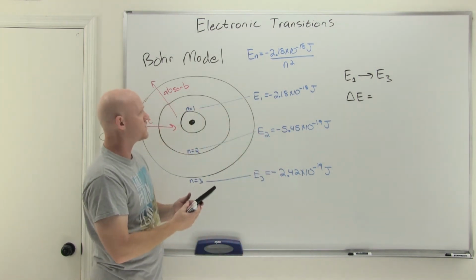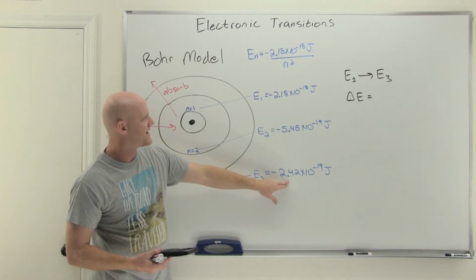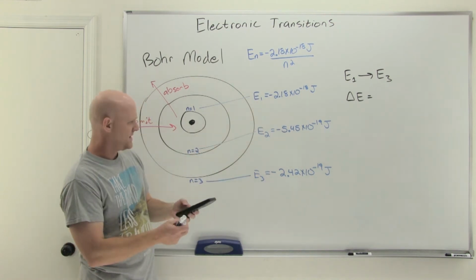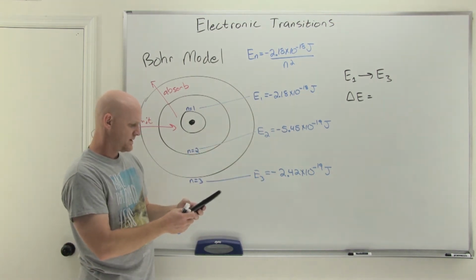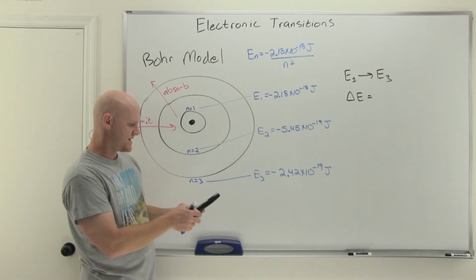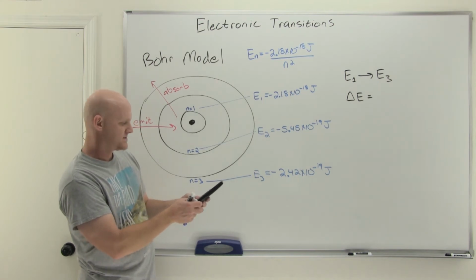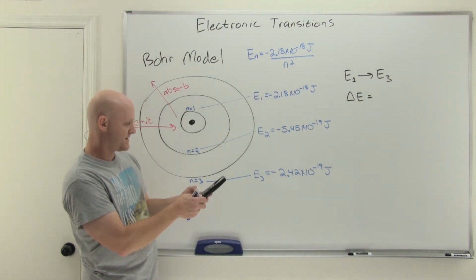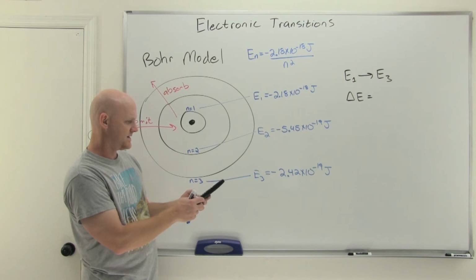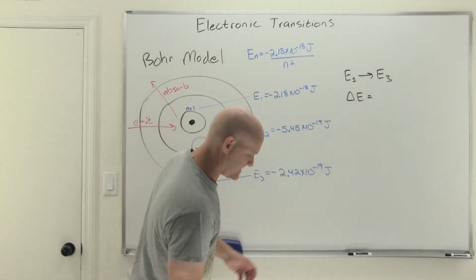And so in this case, if we're going to go from 1 to 3, then I want to calculate the final minus the initial here. So I'll take negative 2.42 times 10 to the negative 19 minus a negative 2.18 times 10 to the negative 18. And we're going to get 1.94 times 10 to the negative 18.